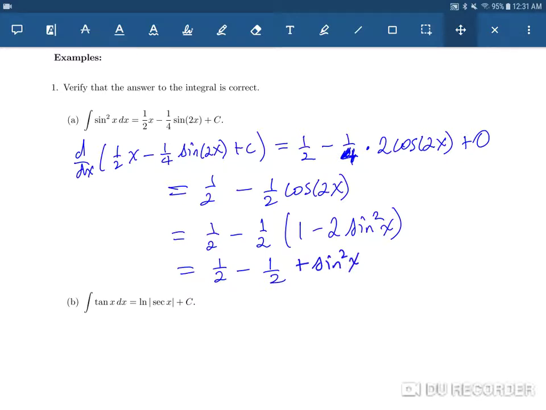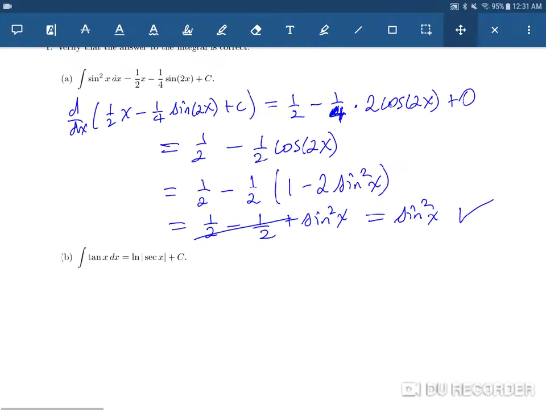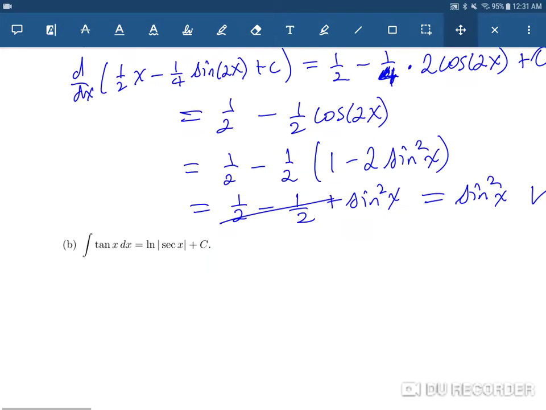The 1/2 and the 2 cancel. So this goes to 0. That gives us sine squared x. And sure enough, that's the integrand. So this verifies that their integral is correct. Alright, so let's do this one, second problem.